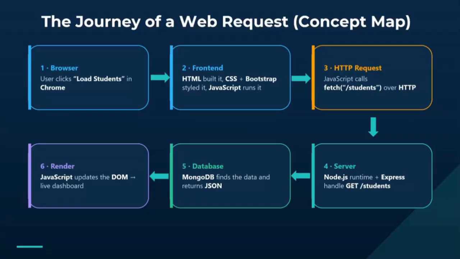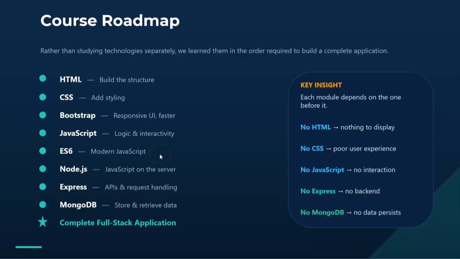So, although the user experiences one single click, that request has actually traveled through the browser, JavaScript, HTTP, Node.js, Express, MongoDB, and back through Express, and finally back to JavaScript, which updates the web page. This single journey connects every major technology we have learned during this course. Now let's begin exploring each technology, starting with the foundation of every website, HTML.